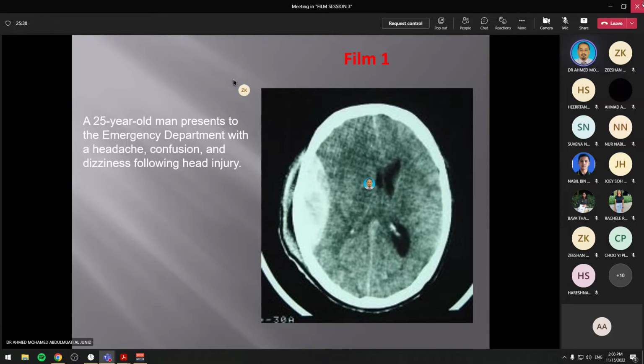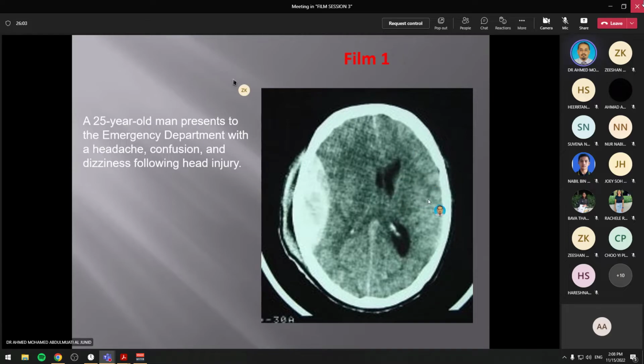Number four, under number four, you have to say the positive mass effect. Any space-occupying lesion will definitely have positive mass effect. So under positive mass effect, you have to look for these points. First, A, is there any midline shift or not? Yes, there is a midline shift. And if there is a midline shift, to which side? Is it to the left or to the right? So here it is to the left side. So there is a midline shift to the left.